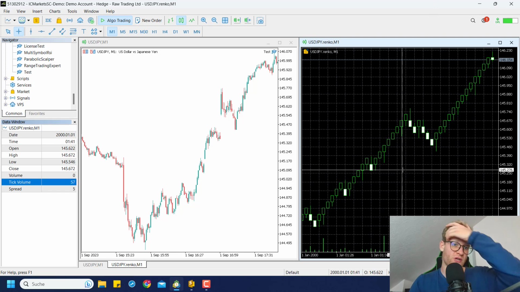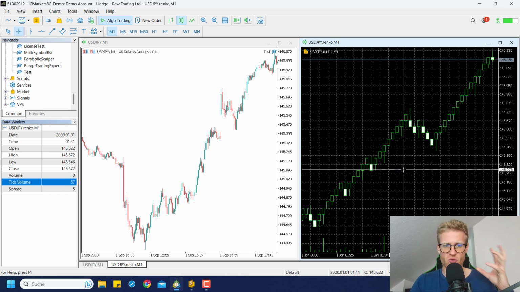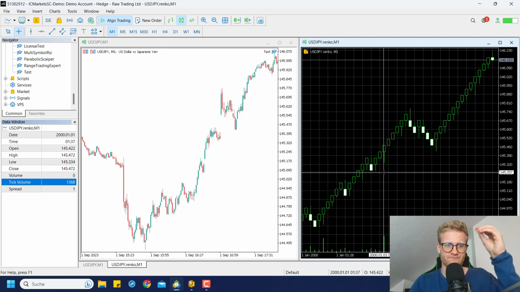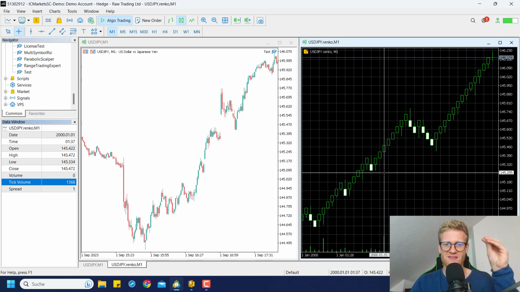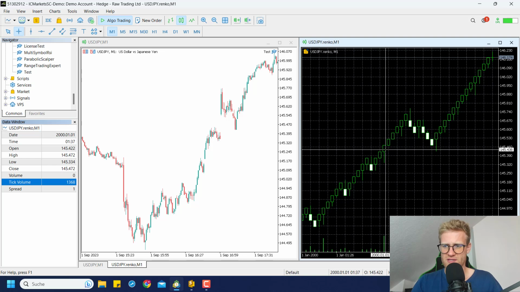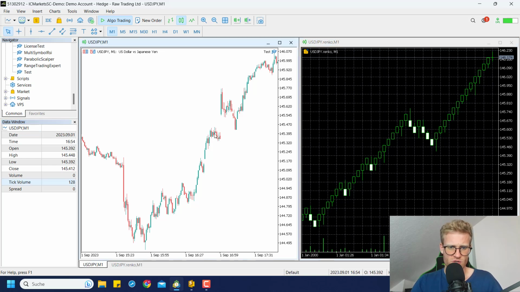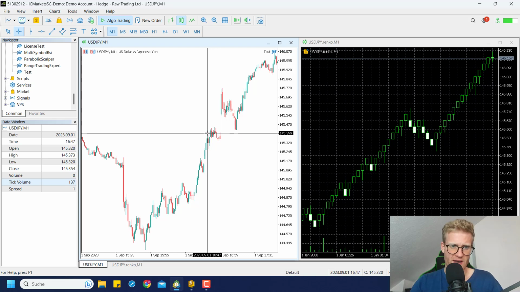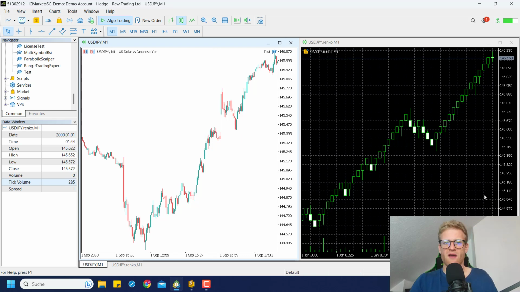In the data window, you can always see the amount of ticks that were used to build the bar. So sometimes you have over 1,000 ticks, which means that the price stayed at this level for a really long time. And it was this level at around 145,440. It was probably here when the price didn't really move a lot. So that's how I would explain Renko charts.